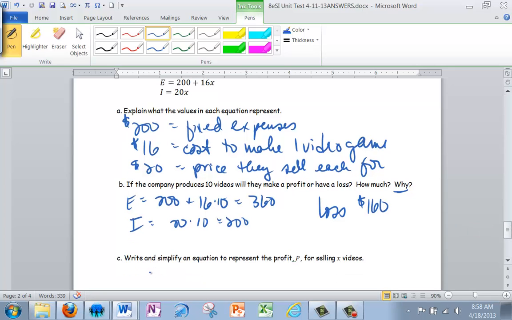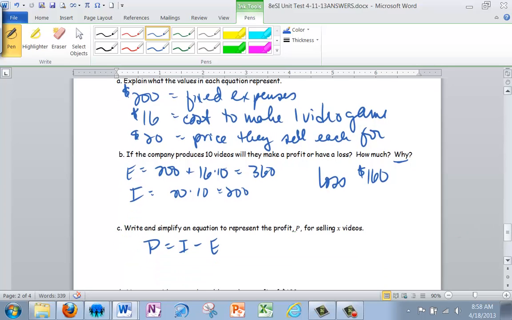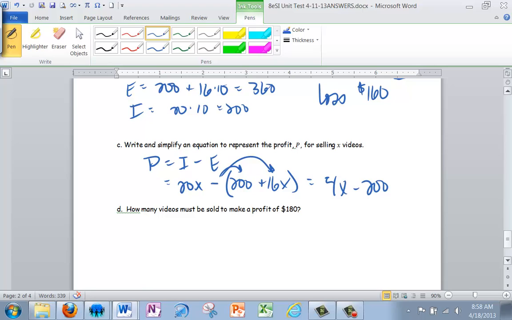For profit, the idea is to do income minus expenses. Some of you had that backwards. So be careful about that. You want to do how much money you gain minus the amount of money you spend. Now, the amount of money you spend is all of this, so you have to subtract all of this, so the parentheses are important. When you simplify, you get 4x minus 200. Don't forget to distribute the negative into the 16. So if you got 36x, that's because you forgot to distribute the negative.